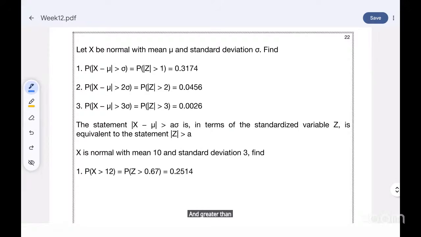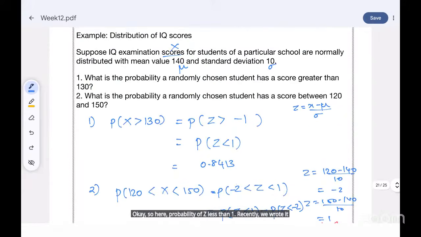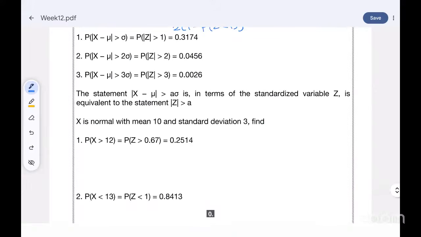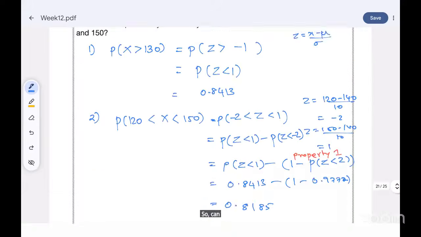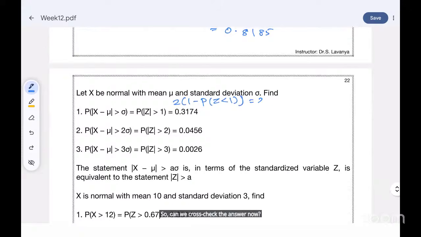We have to consider both probabilities, Z greater than minus 1 and Z greater than plus 1. So you do 2 into 1 minus probability of Z less than 1. We recently wrote that, right? It is 0.841. So can we cross check the answer now? 2 into 1 minus 0.8413.